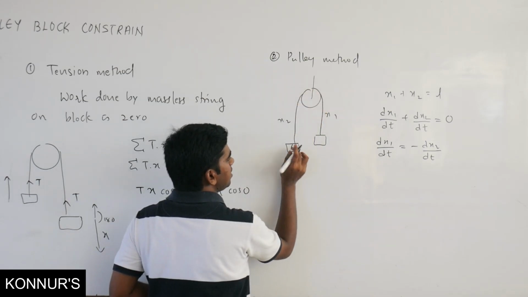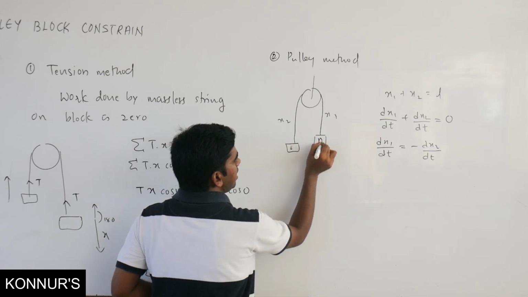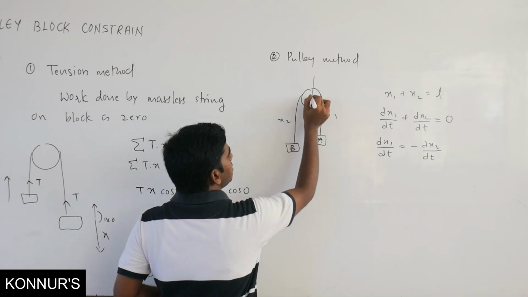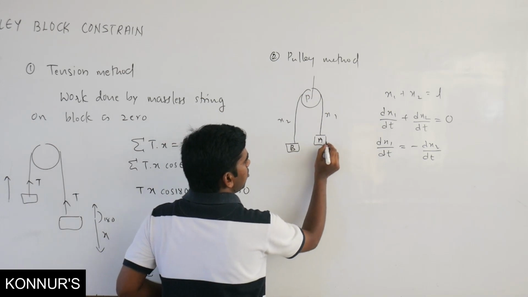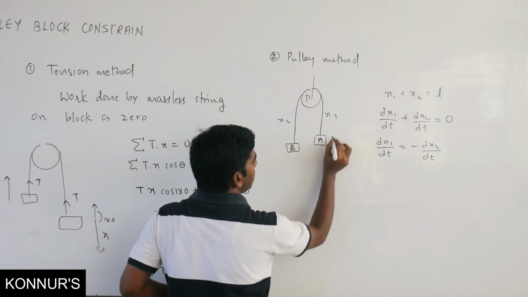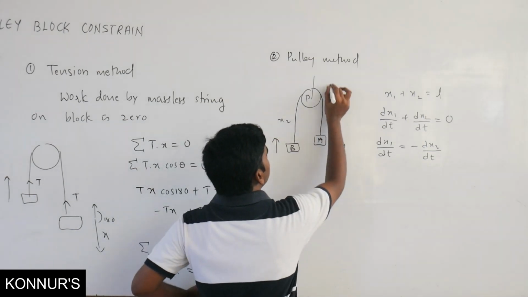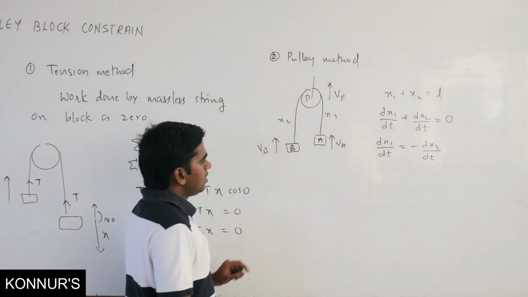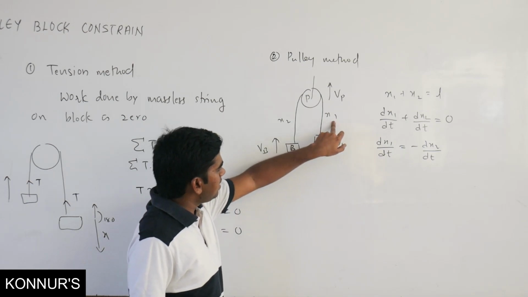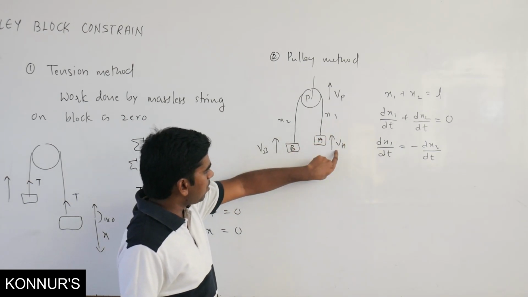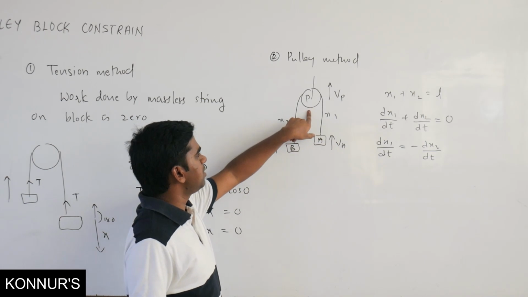Suppose you take this as A and this as B, and the pulley as P. Its velocity you can take as VA, this velocity as VB, and this velocity as VP. What is dx1 by dt? dx1 by dt is the relative velocity of A with respect to the pulley.